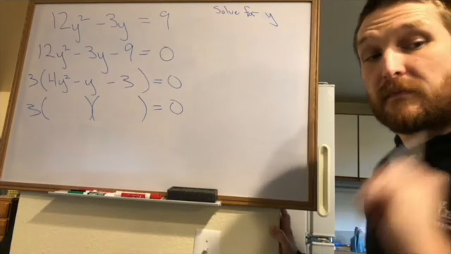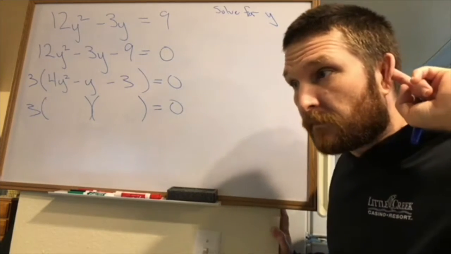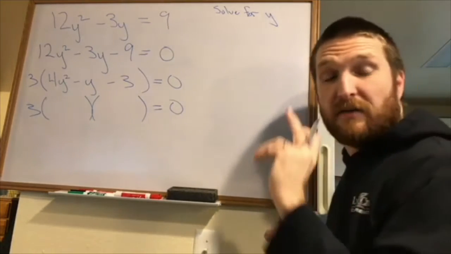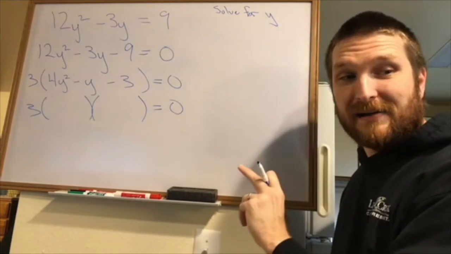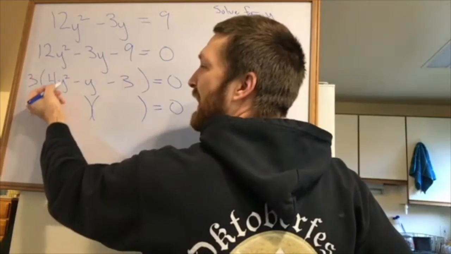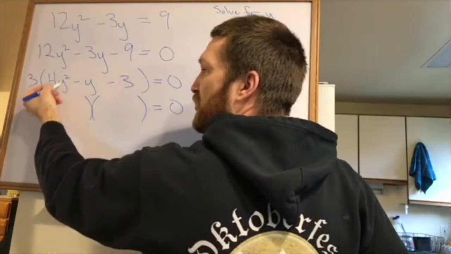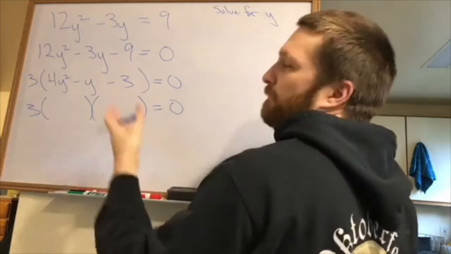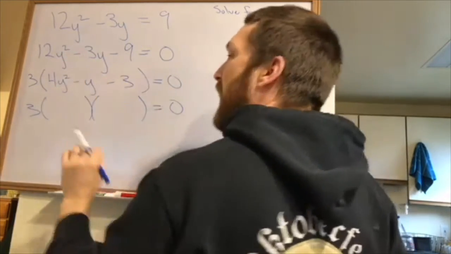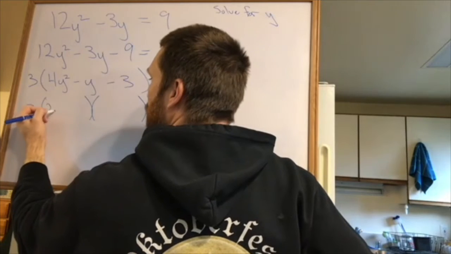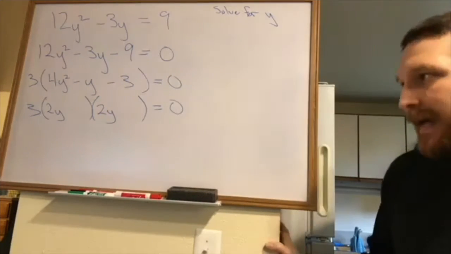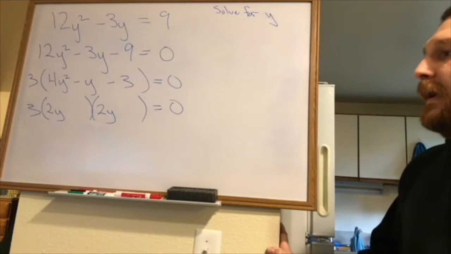2y. Would it be 2y? We could try 2y and 2y. Now we could try 4y and a y. That's the thing about this. When you have a coefficient in front of your squared variable, then you have options. My first guess is to try 2y and 2y. I like that. Yes. Okay.